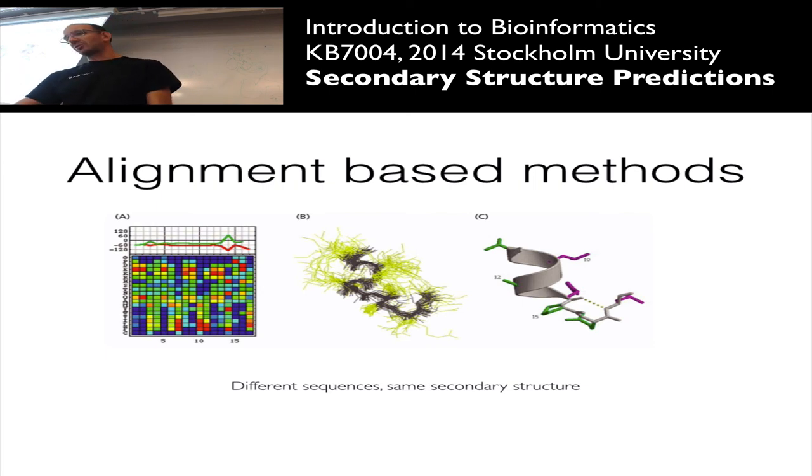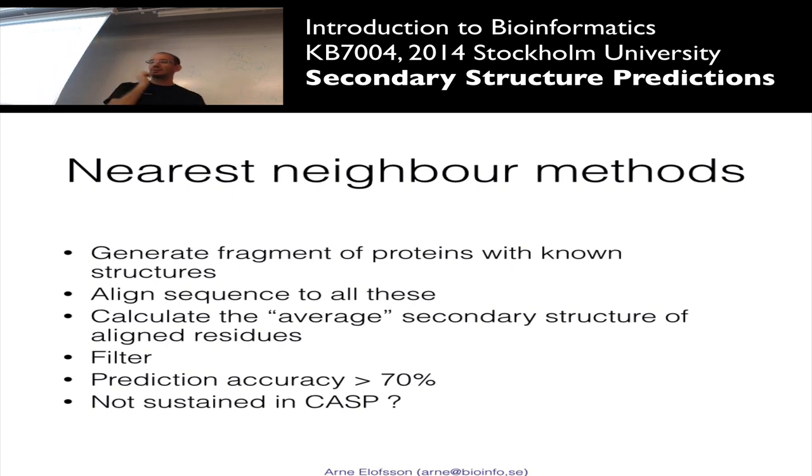There are methods called nearest neighbor methods. You align your sequence against fragments of proteins with known structures, find a lot of potential homologs, and calculate the average secondary structure of the fragments you align to. With some filtering, you get a prediction accuracy which is very similar to what you get with the best machine learning methods.